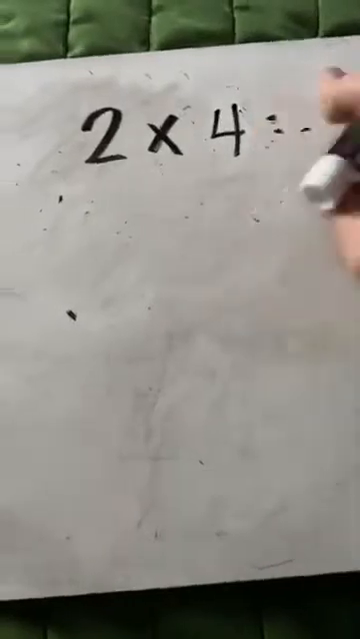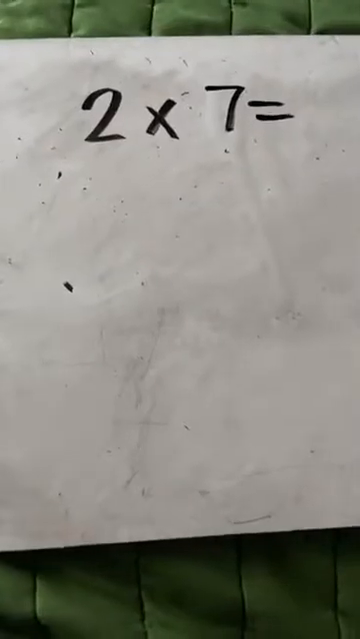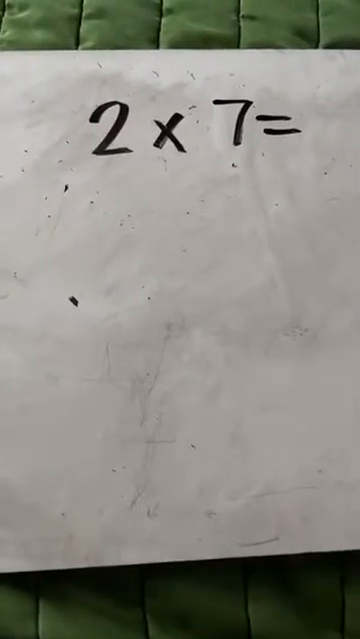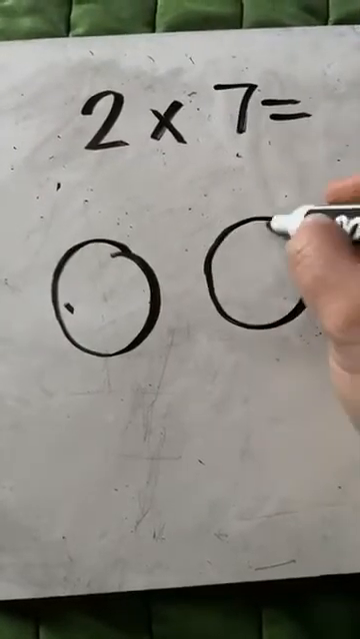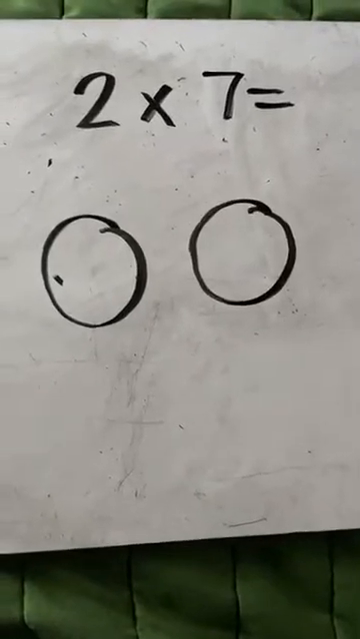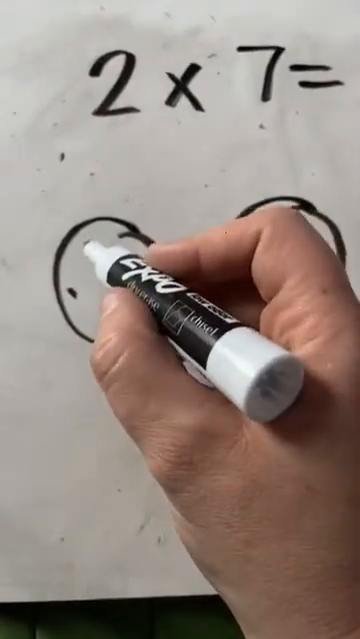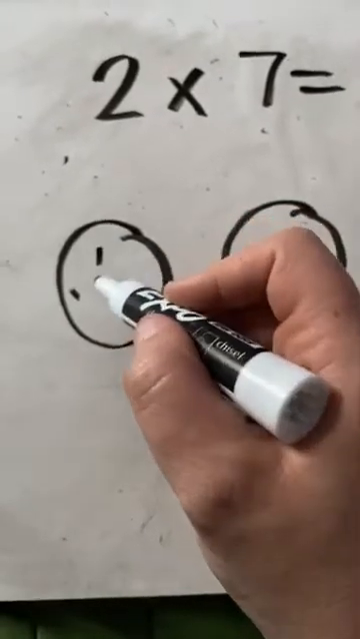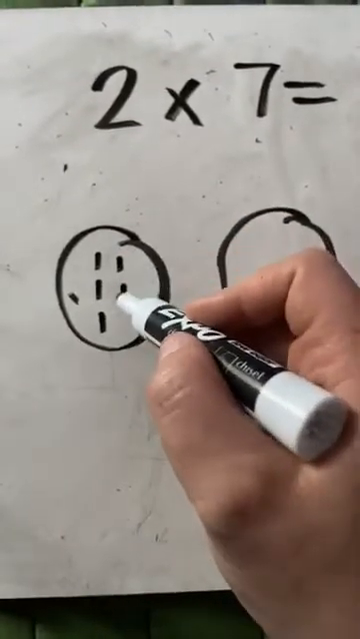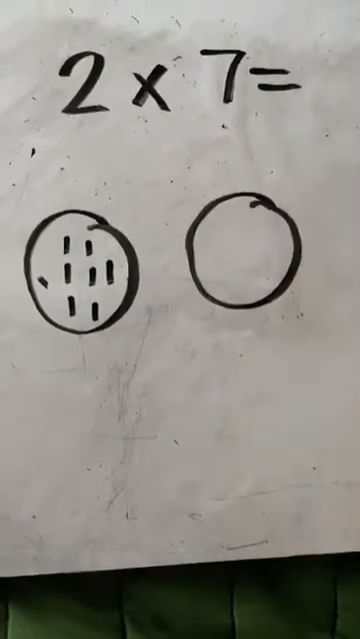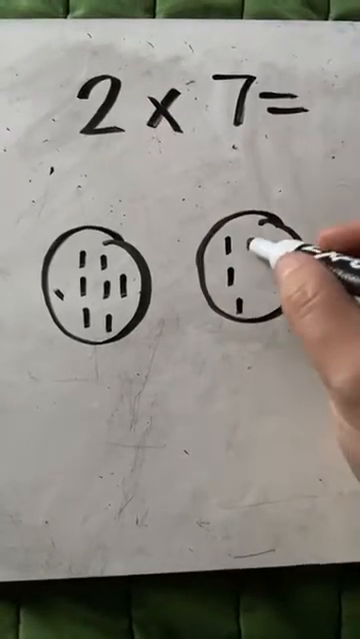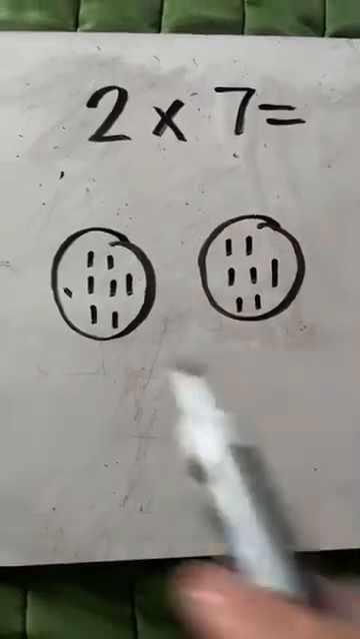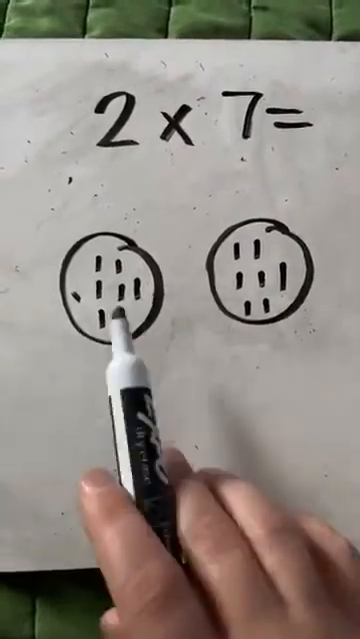Let's make it a little tricky. Ooh, 2 times 7. Let's see, how would I solve that? You're right, I have 2 groups, so I'm going to draw 2 circles because I have 2 equal groups. And how many do I have in them each? You're right, I have 7, so let's draw lines this time. 1, 2, 3, 4, 5, 6, 7. Does it really matter what you draw? Nope, it doesn't. You can draw whatever you want in there. 1, 2, 3, 4, 5, 6, 7. So here's my 2 equal groups, and they each have 7 in them.